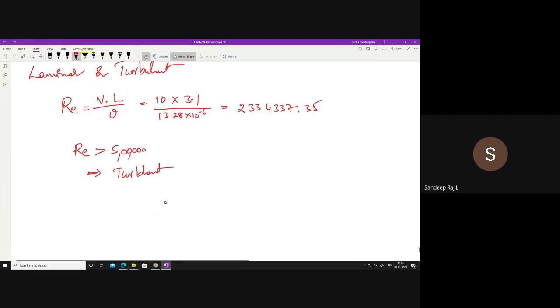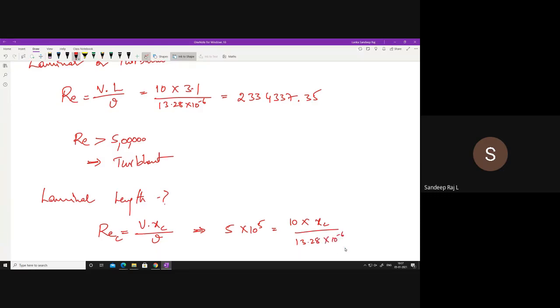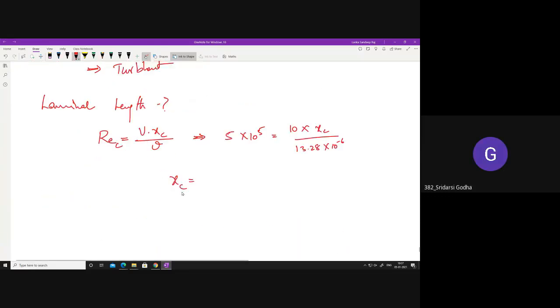Okay. Laminar length you have to find out. REC is equal to V into XC by nu. So it will be 5 into 10 to the power of 5 is equal to V, which is 10 meters per second, XC is unknown, and the nu value is 13.28 into 10 to the power of minus 6. Tell me, what is this XC value? 0.664 meters. So what does it imply?